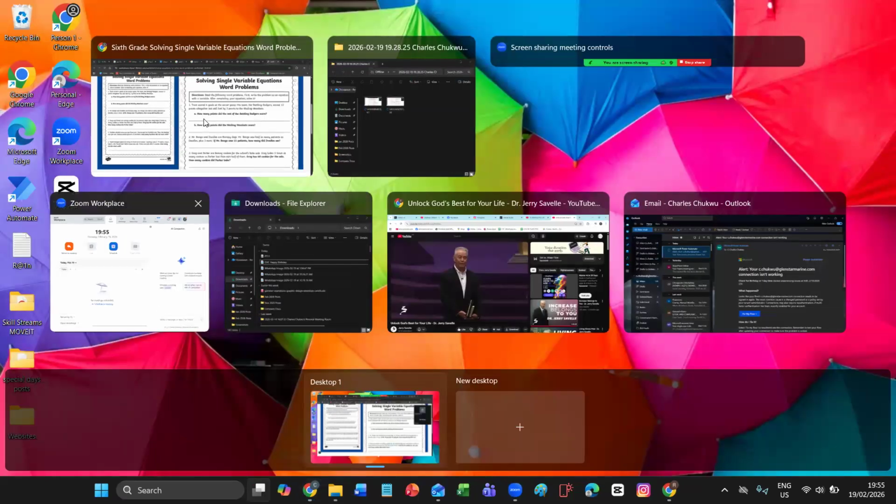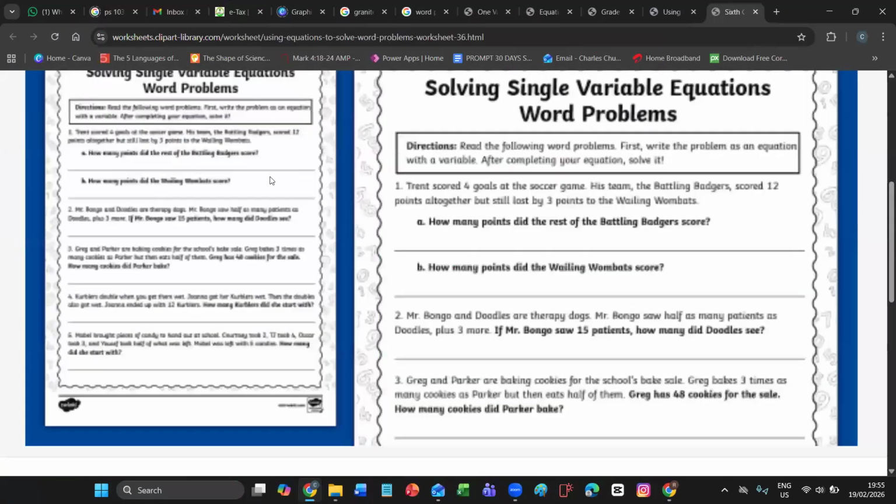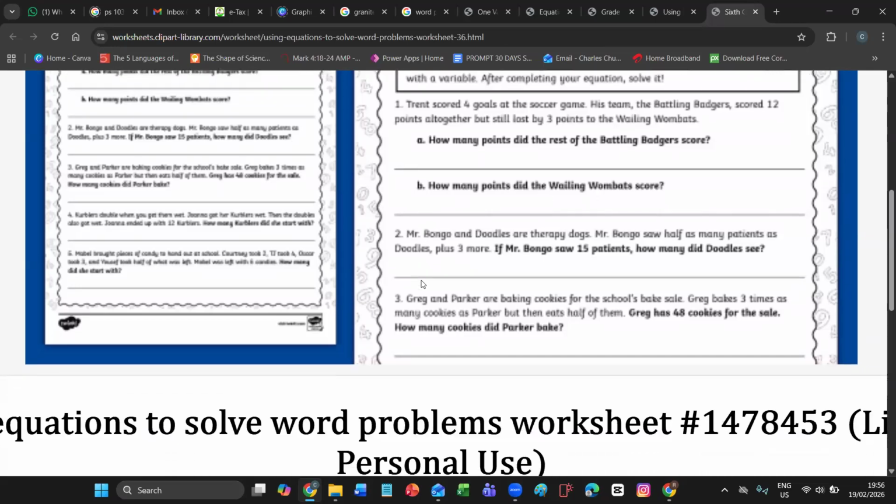Okay, let's see what this one looks like. It says, read the following word problems. First, write the problem as an equation with a variable. After completing your equation, solve it. Okay, let's take on this one. See how it goes.